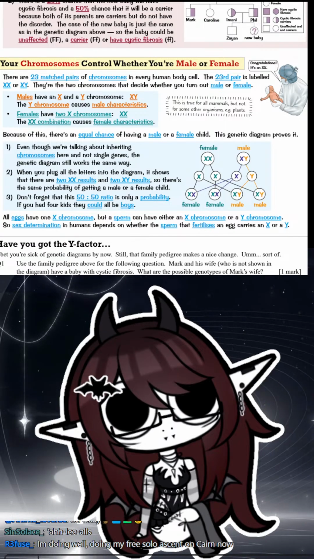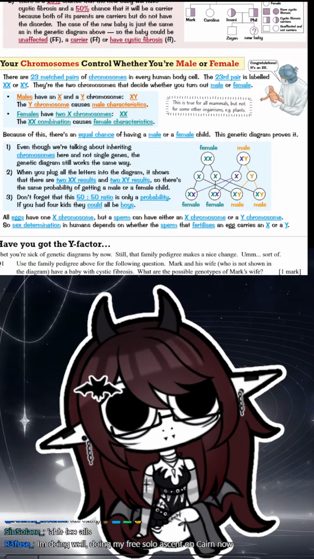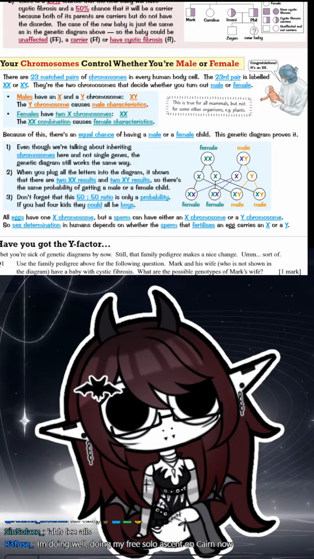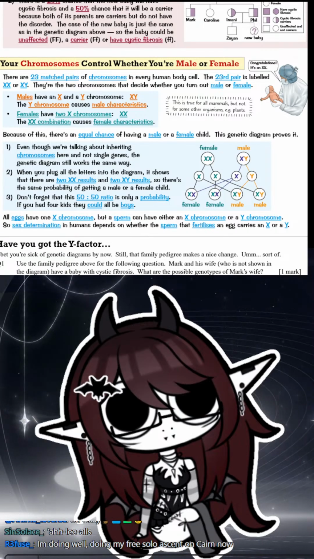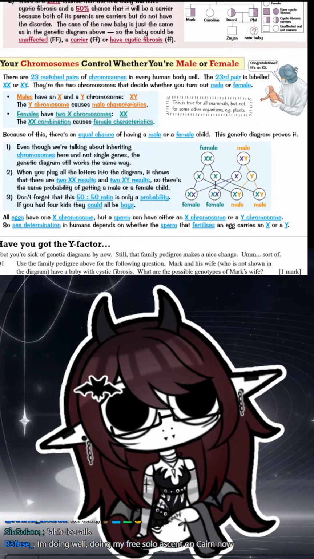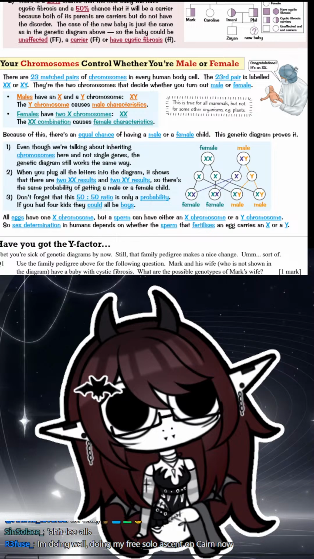All eggs have one X chromosome, but a sperm can either have an X chromosome or a Y chromosome. So, sex determination in humans depends on whether the sperm that fertilizes the egg carries an X or Y. So this means, just to recap, contrary to historical beliefs where men would blame women for not having a male child, it's actually the male sperm that decides the gender of the child. So yeah, a funny little thing there, isn't it?